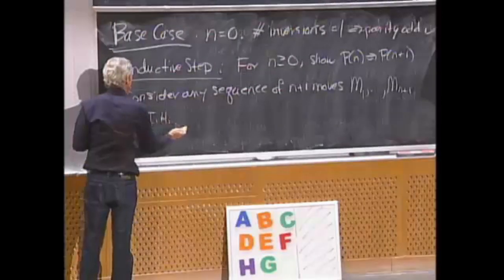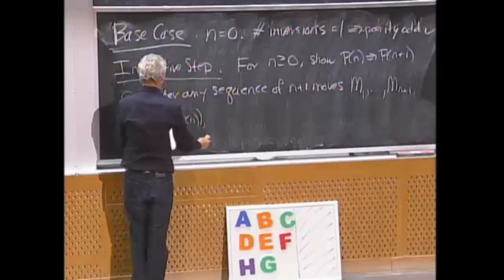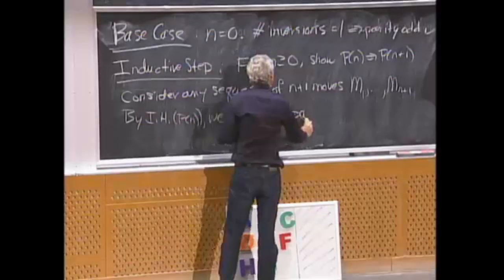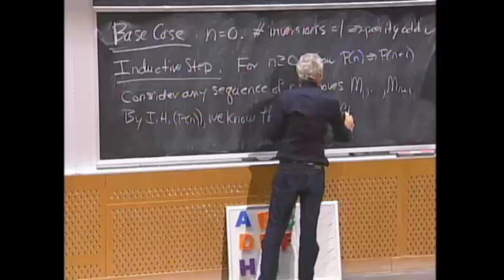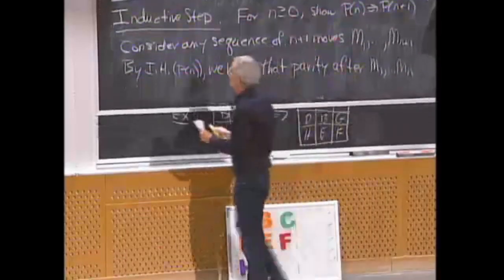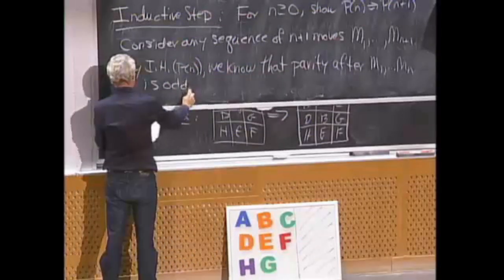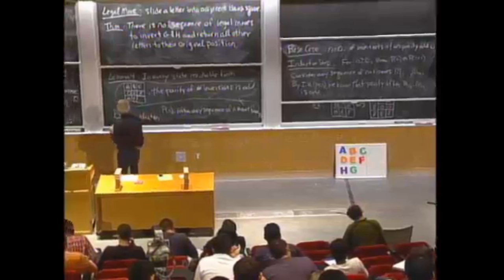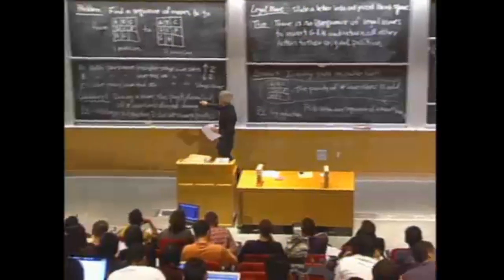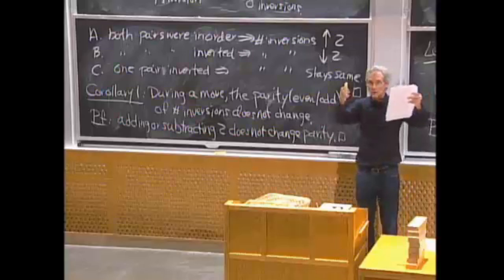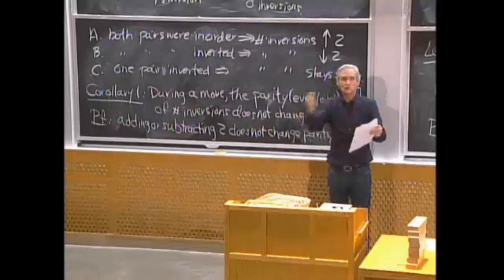So we could say by the inductive hypothesis, or we could say by P of n, we know that the parity after moves m1 out to mn is odd. Now, by corollary 1, do we still have corollary 1? Lemma 4. Corollary, yeah, good. We got corollary 1. During any move, the parity doesn't change. That says from after the nth move to after the n plus first move, one extra move doesn't change the parity. So it's still odd.